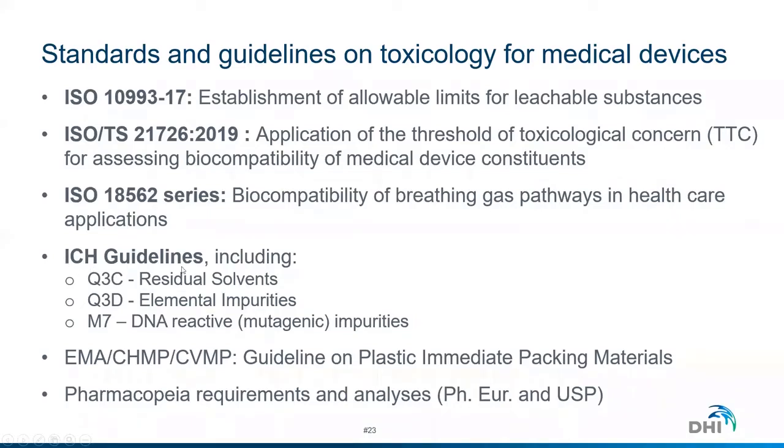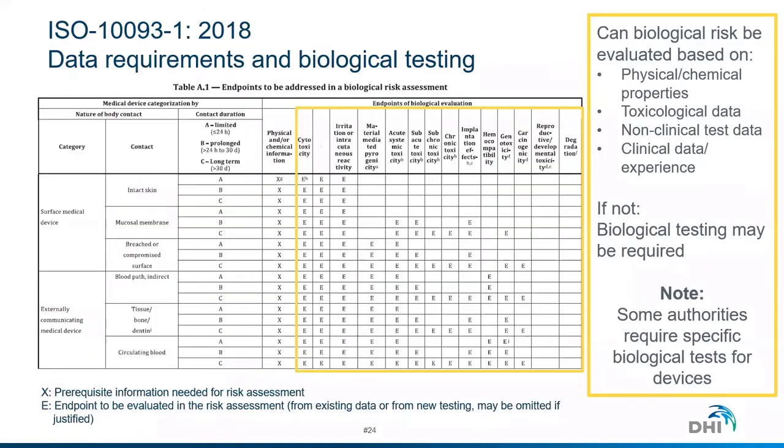And then there are, of course, the ICH guidelines on residual solvents, elemental impurities, and DNA reactive or mutagenic impurities, because when you assess the extractables and leachables substances from your device, which can enter the medicinal substance, then you need to consider them as impurities in your medicinal substance. Then there is the guideline on plastic immediate packaging materials, and that can be quite helpful. And of course, pharmacopoeial requirements and analyses can be quite helpful as well in the assessment.